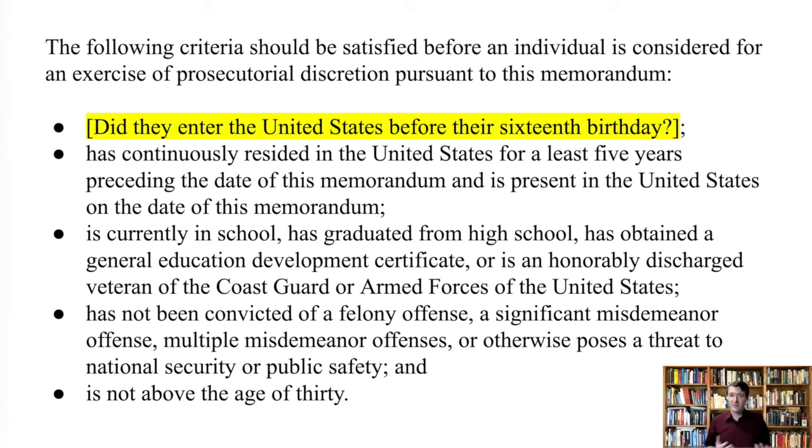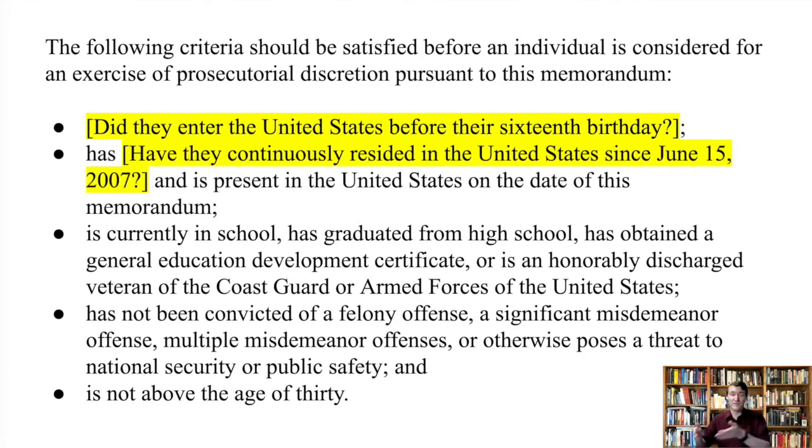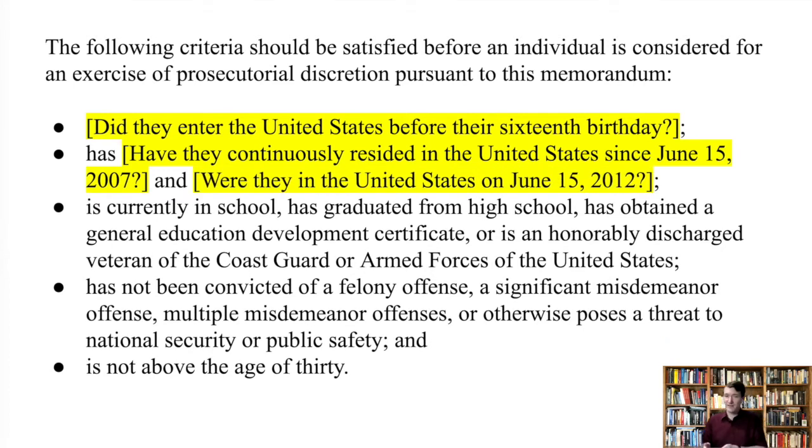Now we look at this next clause here, has continuously resided in the United States for at least 5 years preceding the date of this memorandum. Okay, well, I can say, have they continuously resided in the United States since June 15th, 2007? How did I get that number? Well, I took the date of this memorandum, and it said they've resided here for at least 5 years preceding the date of this memorandum. So I went back 5 years. Okay, so I got June 15th, 2007. And it's present in the United States on the date of this memorandum. The date of this memorandum I know, so I can say, were they in the United States on June 15th, 2012, which is the date of this memorandum.